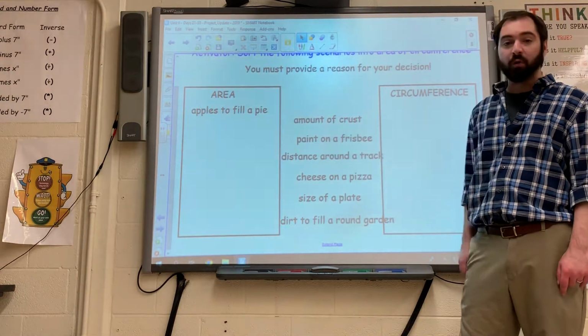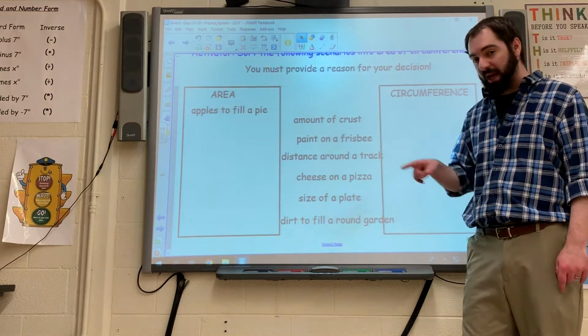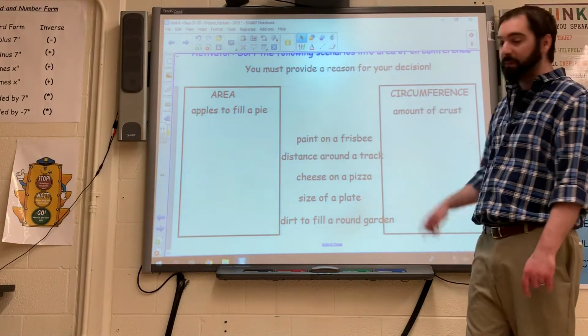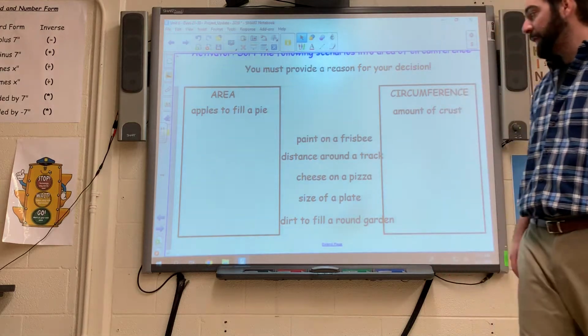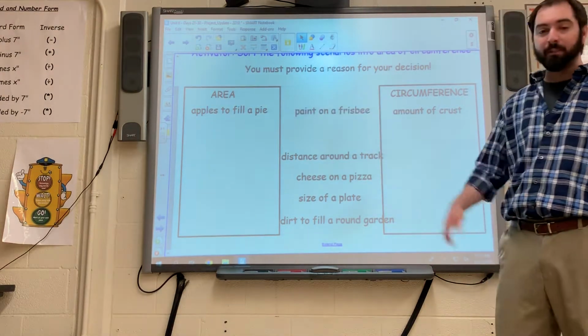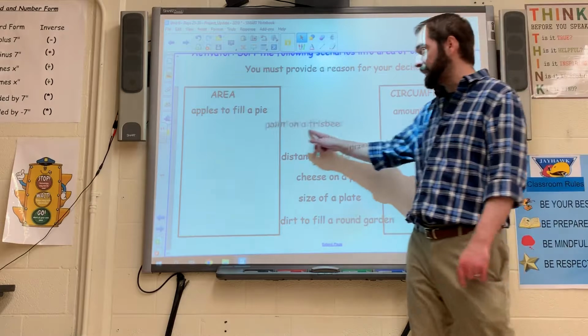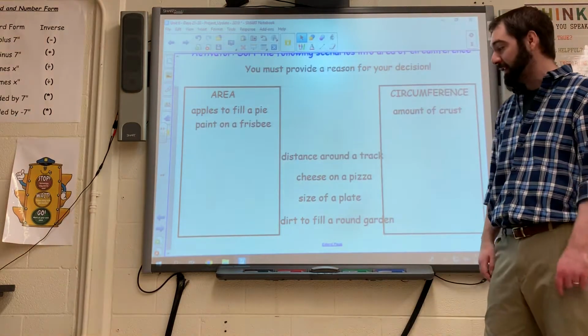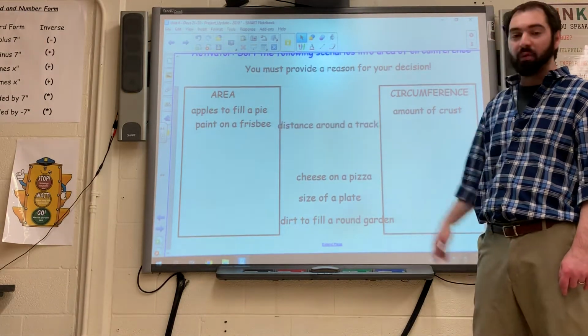Second one, the amount of crust on a pizza. Well, I know crust goes around the outside of a pizza, so that must be a circumference problem. Third one, the paint on a Frisbee. Well, I paint the inside of the Frisbee, so they must be talking about area, the inside of the Frisbee circle. Distance around a track.